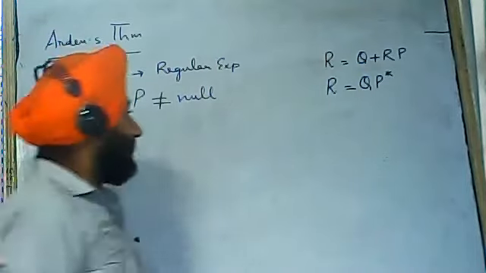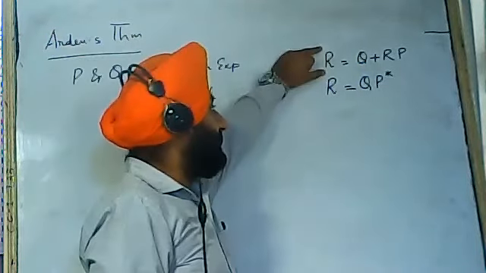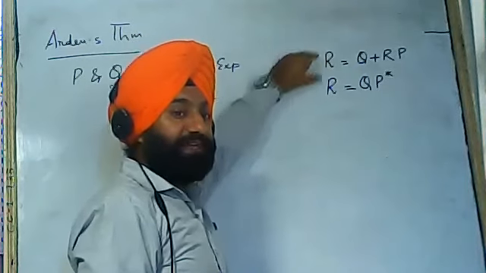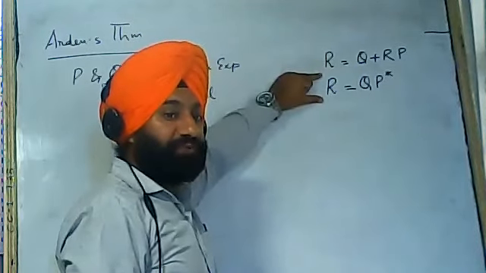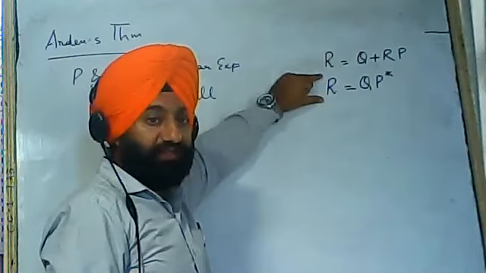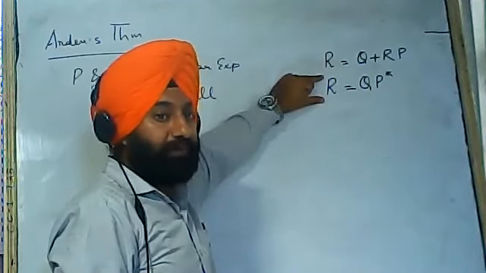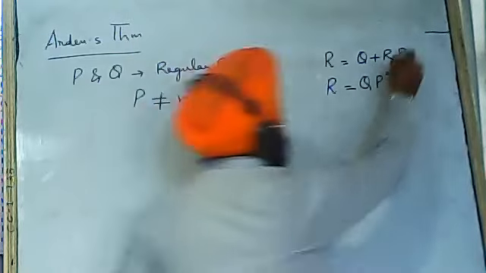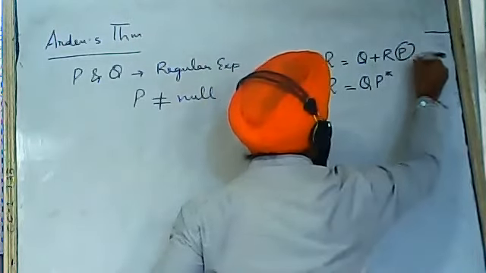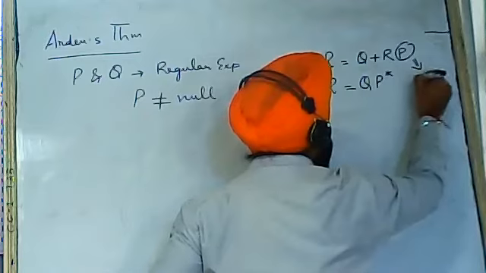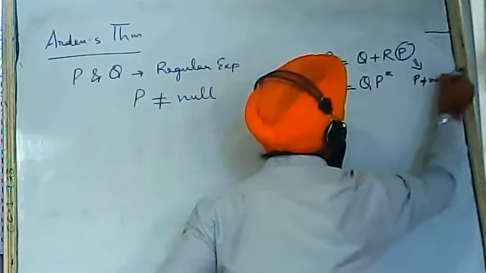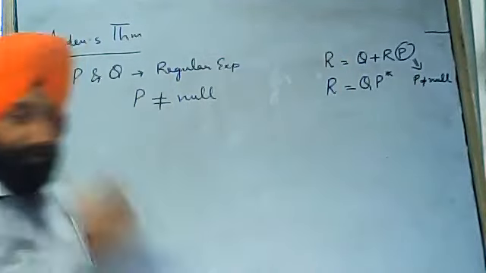So wherever you find this equation, it will be replaced with its corresponding solution, and the solution is R is equals to QP star, right? Here P cannot be null. P is not equals to null, right?